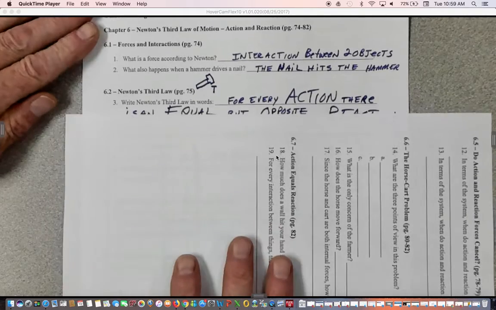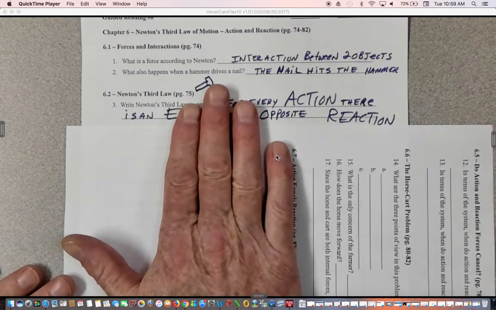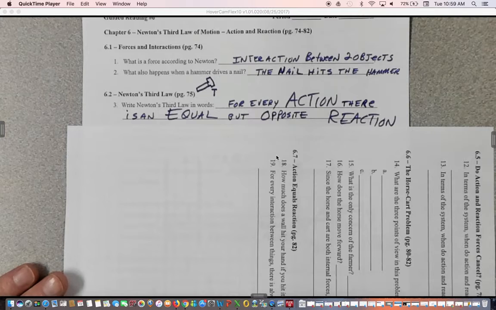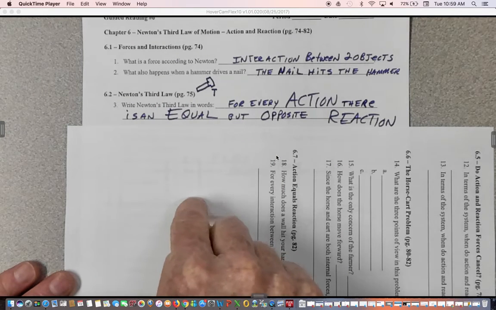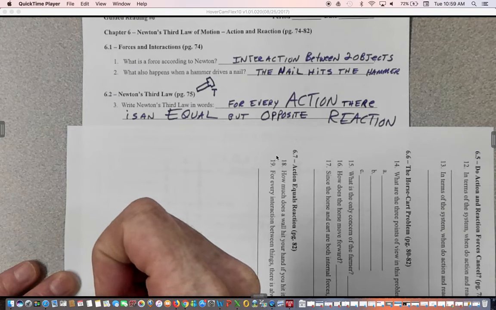Newton's third law says for every action there's an equal and opposite reaction. I don't know how I can put it other than when your hand hits a desk, the force on the desk from your hand is the same as the force the desk hits your hand back.